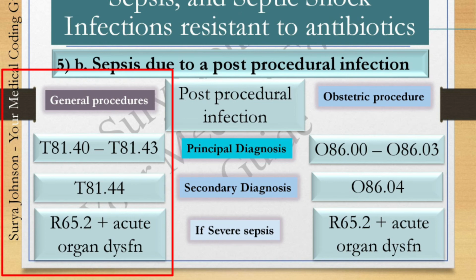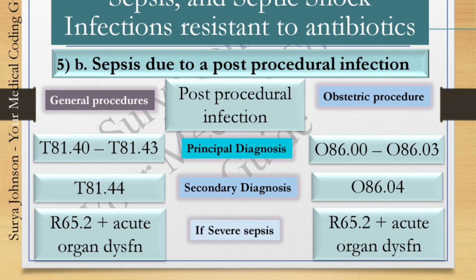So for the secondary diagnosis, you will be coding T81.44, which is sepsis following a procedure, followed by R65.2, severe sepsis, if there is a severe sepsis along with the acute organ dysfunction. This sequence of diagnosis is what you will be coding for sepsis that has occurred due to general procedures.